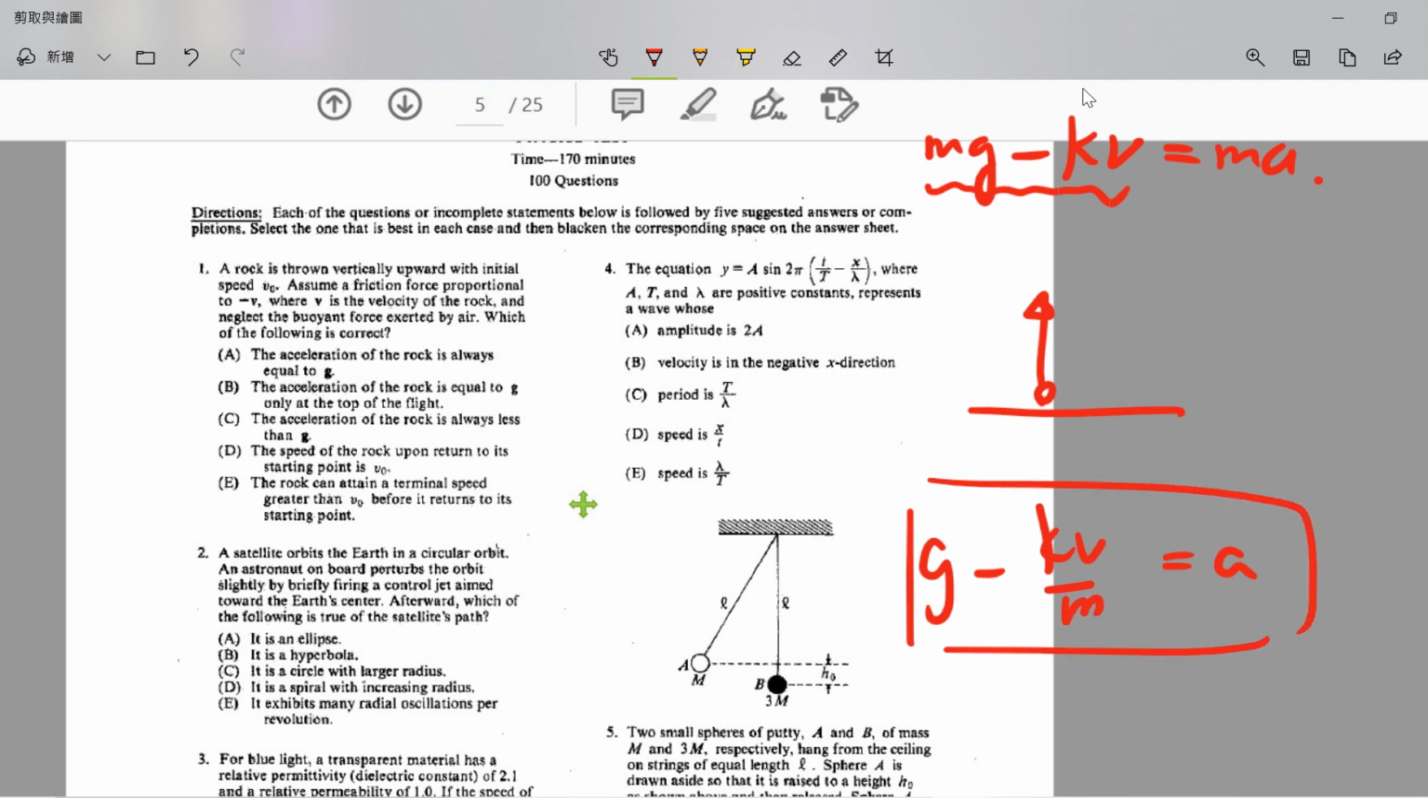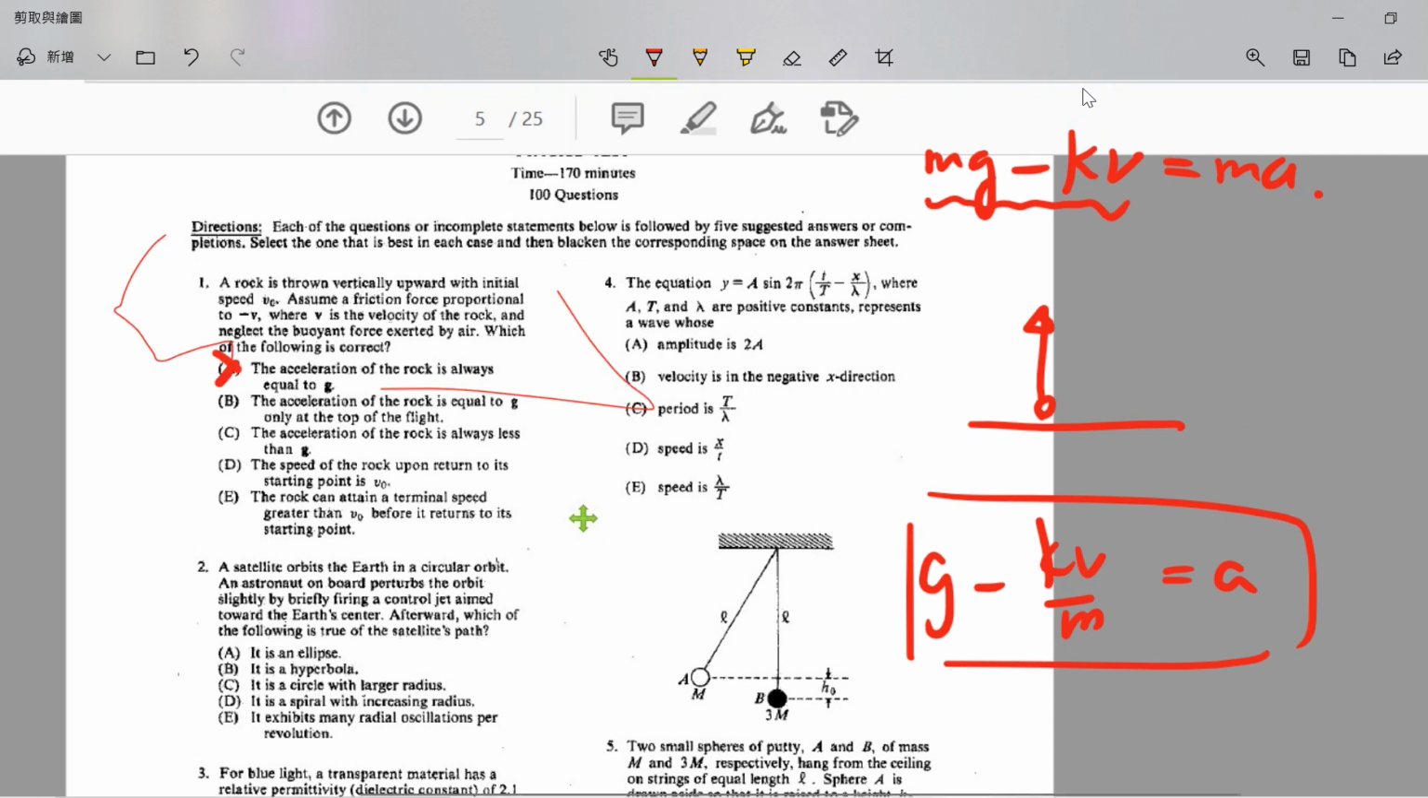The first option says the acceleration of the rock is always equal to g. This is not correct, because it's g minus something. B says the acceleration of the rock is equal to g only at the top of the flight. At the top of the flight, v equals 0, so the acceleration is equal to g. So the answer is B.